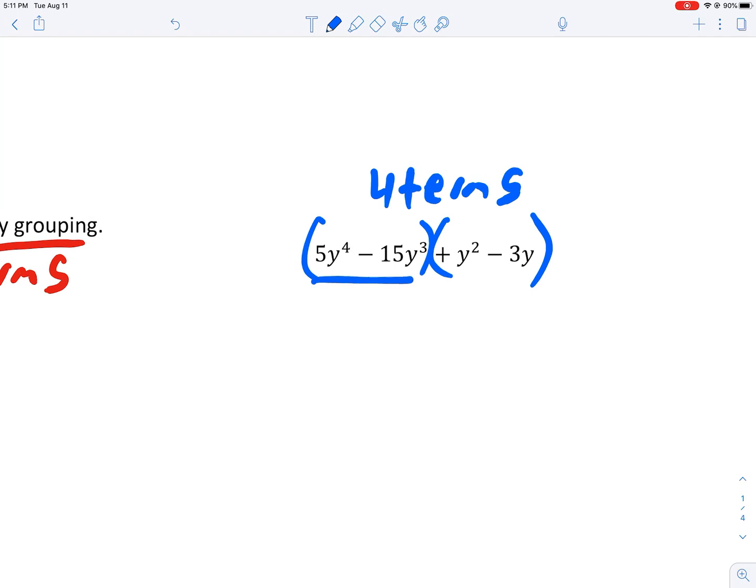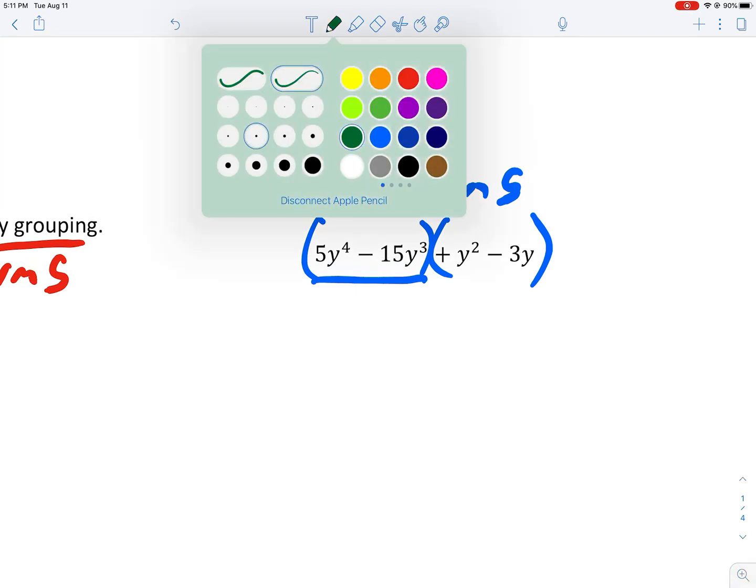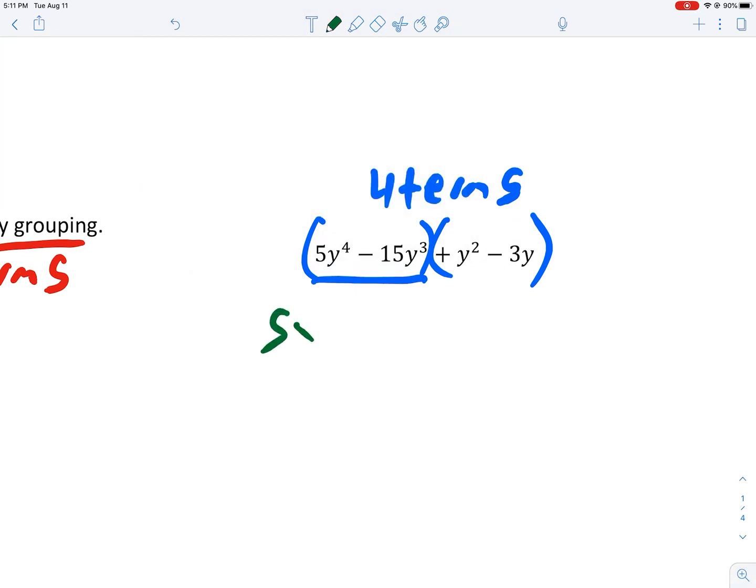So then I'm going to look at the first 2 terms here. Is there a GCF? Usually there will be. So I see a 5 and a y cubed. So what would be left would be y minus 5 goes into 15 3 times.